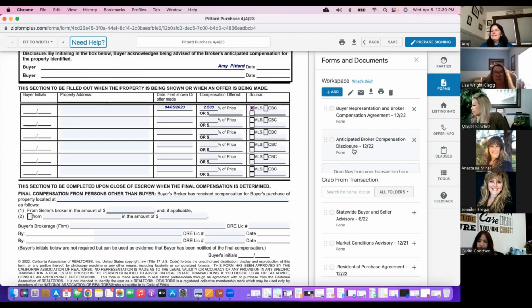Any other questions? Amy? Yep, I do. So if we have one that's a multi-unit, are we doing it as a residential if it's under 5? It's up to 4, right? Yeah, residential's up to 4 units. Okay, gotcha. You're the best.